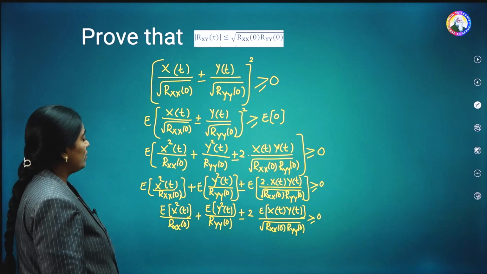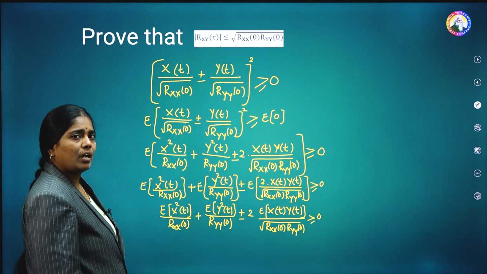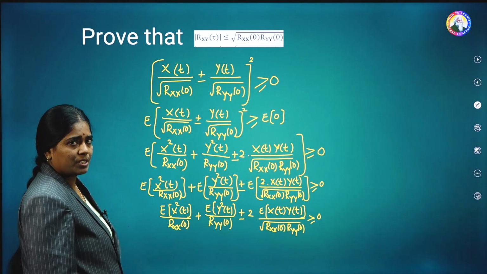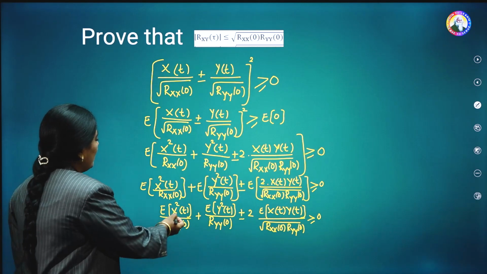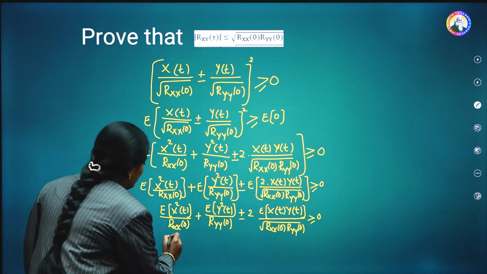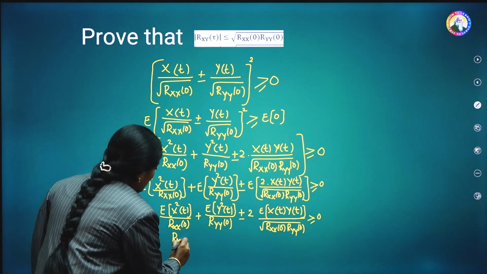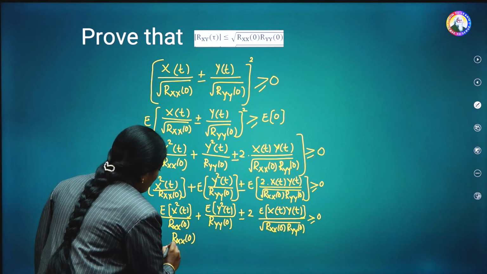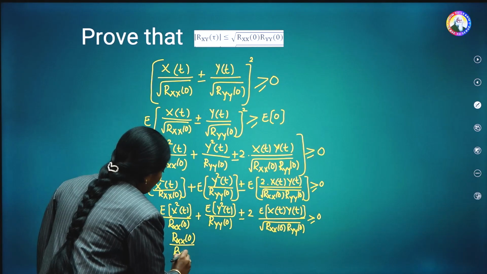Now, you can observe that from the properties of autocorrelation function as well as the cross-correlation function, E of x square of t is nothing but rxx of 0. That's why substituting here rxx of 0 by rxx of 0.